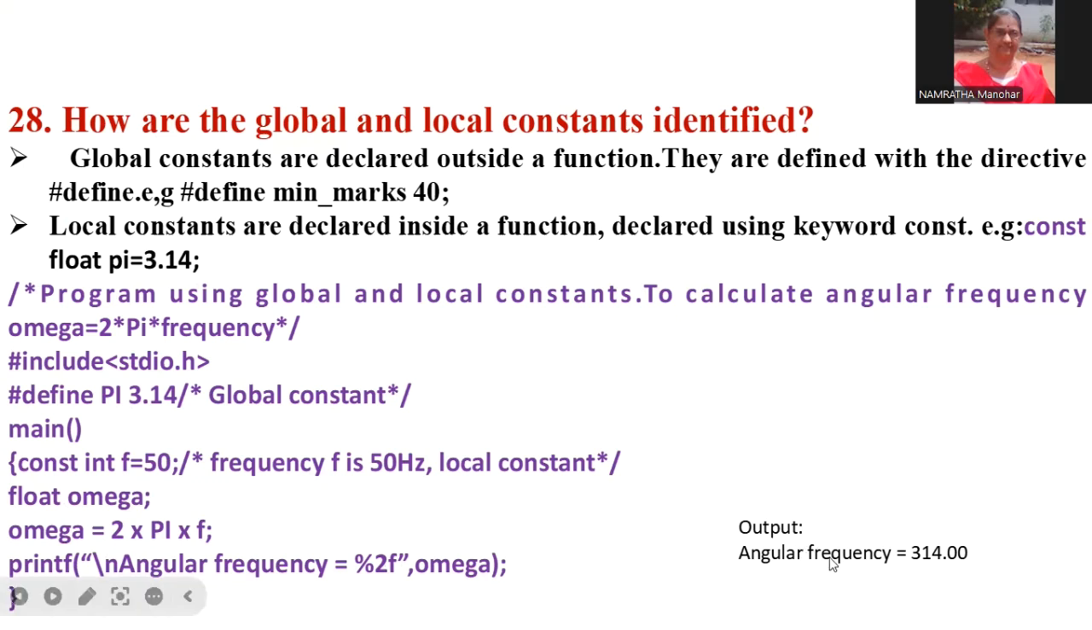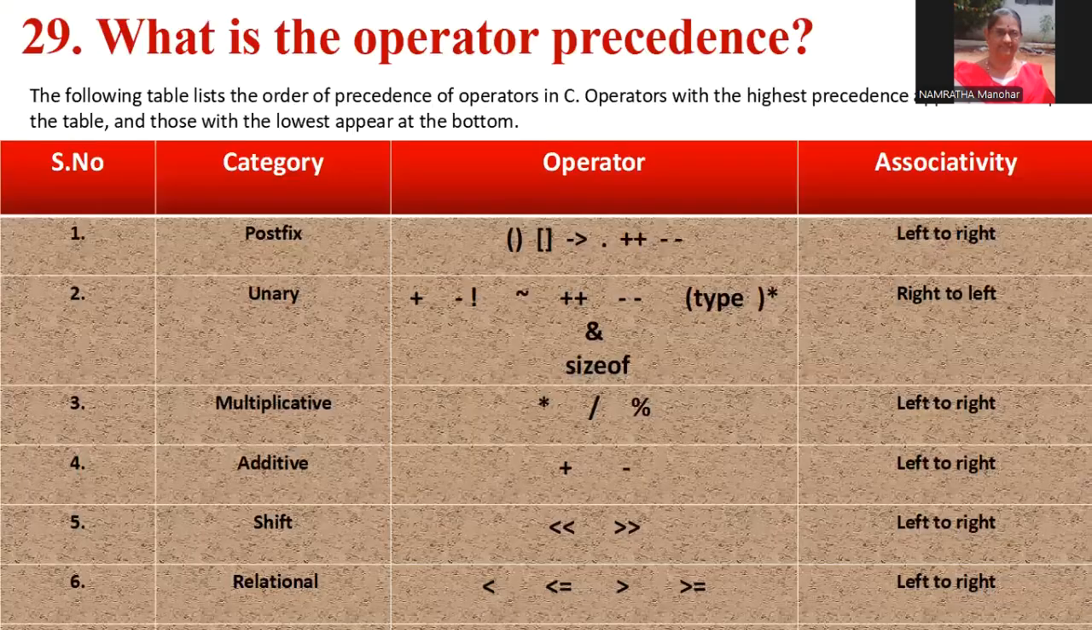So the answer is angular frequency is equal to 314.00, because here I have given 0.2f. That's why I will get 2 decimal places. So in this way, you should plan your local and global variables.